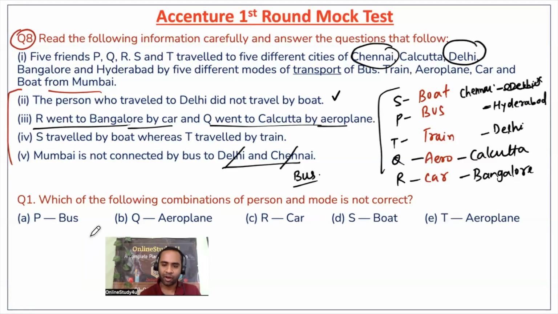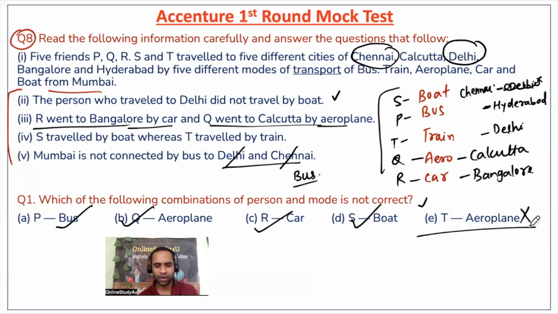Now, they're asking which of the following combinations of person and mode is not correct. P bus is correct. Q aeroplane is correct. R car is correct. S boat is correct. T aeroplane, no. T is going by train, so this will become wrong. This is how you have to understand it, and then you have to solve it in the examination.